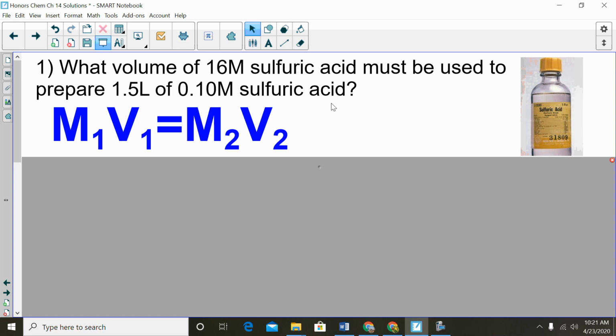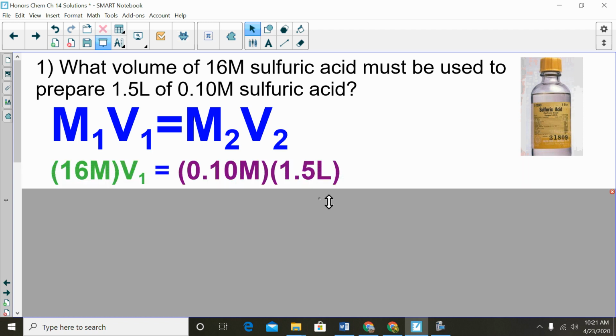So let's say a lab called for 0.10 molar sulfuric acid, and you needed 1.5 liters of that for your classes. So that 1.5 liter and that 0.10 molarity, that's what's needed after the dilution. So that's the M2 and V2. So let's plug this in now. So the 16 molar, that's my stock solution of sulfuric acid, and I'm trying to figure out how much of that do I need for this dilution.